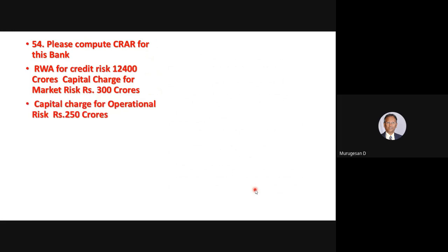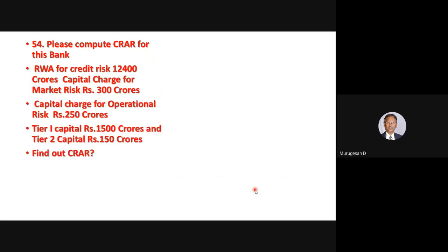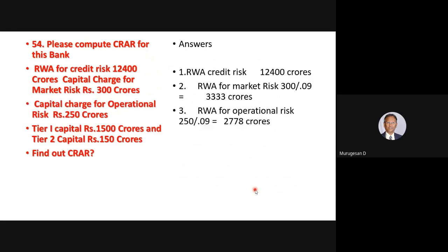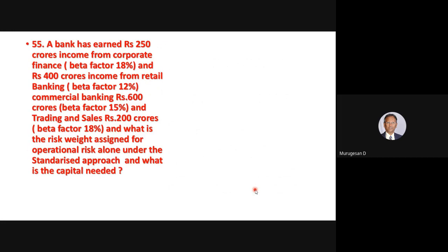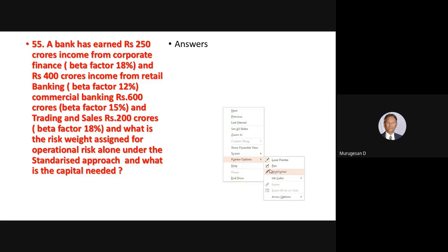Okay, now please compute. This is the question we already discussed. So I think some questions may be repeated. Now you ask. Bank has earned 250 crore income in corporate finance. Pointer option again gone. Okay. Yes, sir.